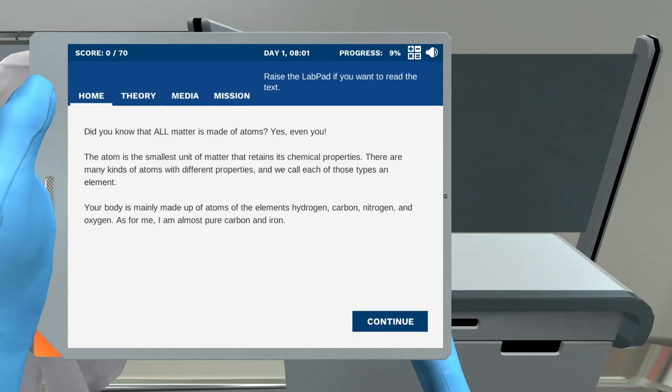Did you know that all matter is made of atoms? Yes, even you. The atom is the smallest unit of matter that retains its chemical properties. There are many kinds of atoms with different properties, and we call each of those types an element. Your body is mainly made up of atoms of the elements hydrogen, carbon, nitrogen, and oxygen. As for me, I am almost pure carbon and iron.